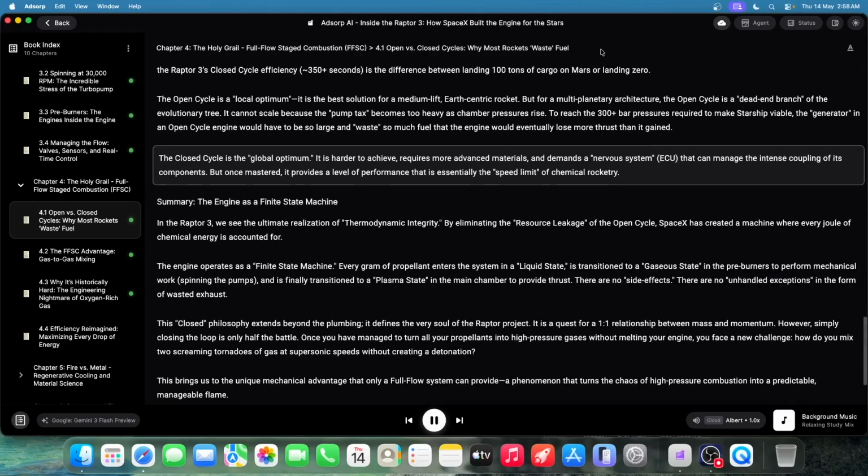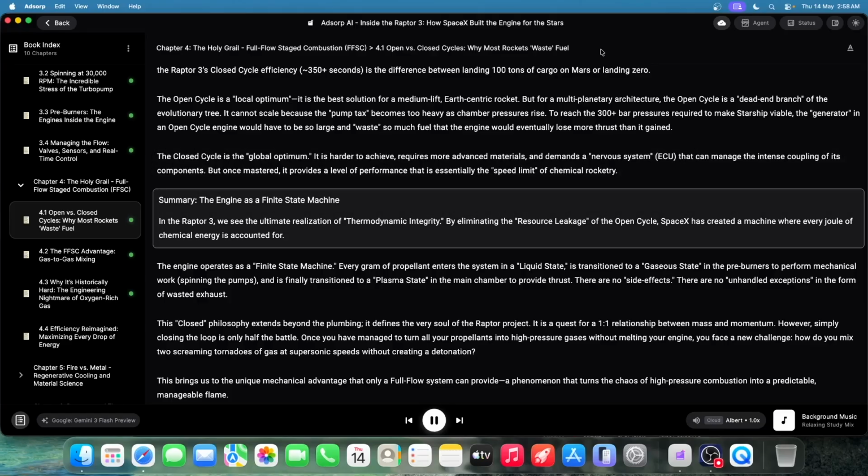And the closed cycle is the global optimum. It is harder to achieve, requires more advanced materials, and demands a nervous system, or ECU, that can manage the intense coupling of its components. But once mastered, it provides a level of performance that is essentially the speed limit of chemical rocketry.